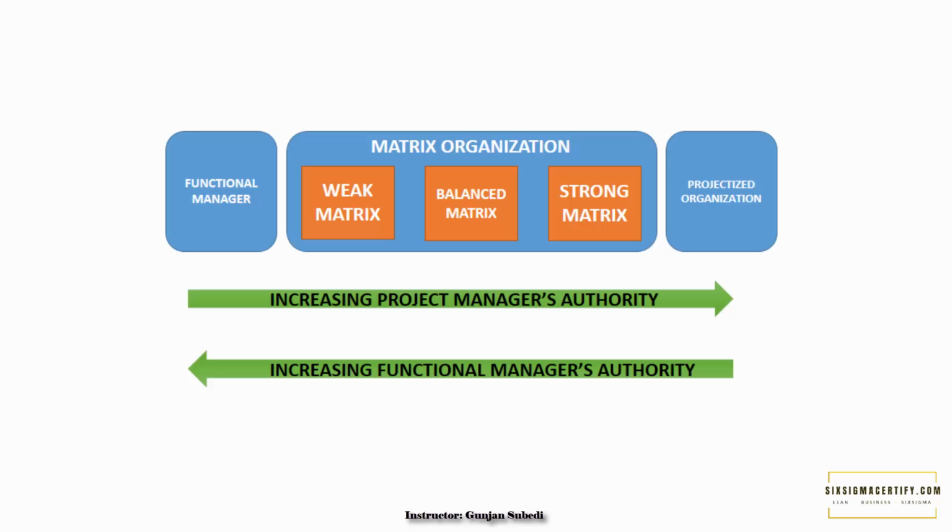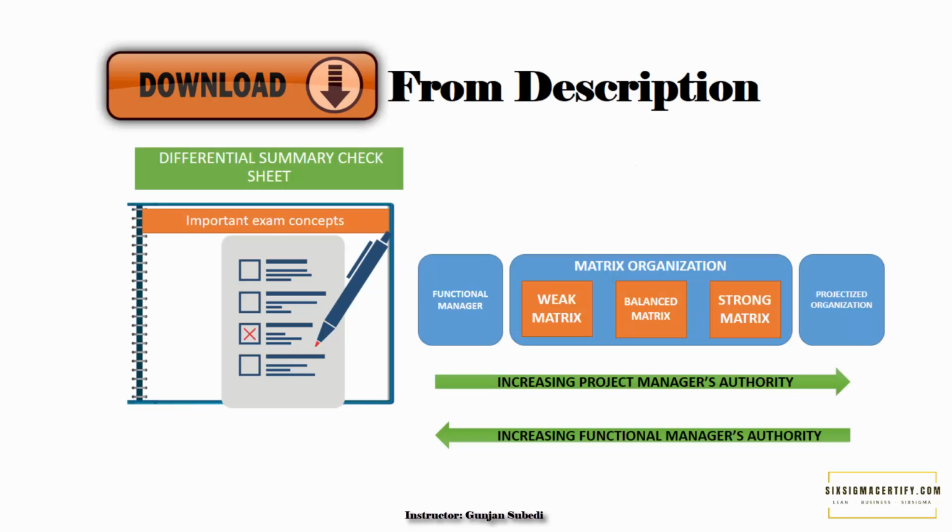If the authority and the power of the functional manager is more, we call it a weak matrix organization. And if the project manager has greater authority in project activities, we call it a strong matrix. There is also a balanced matrix organization in which the power and function of the project manager and functional manager is equal.